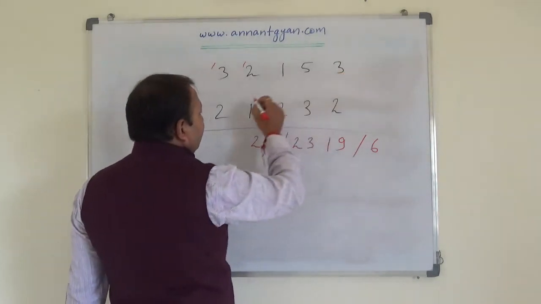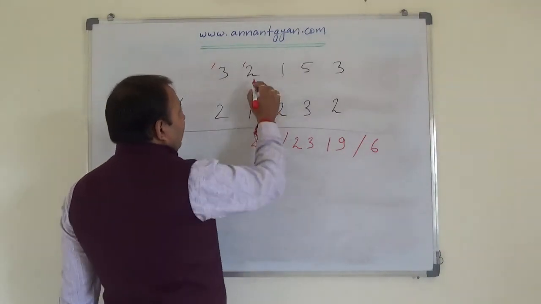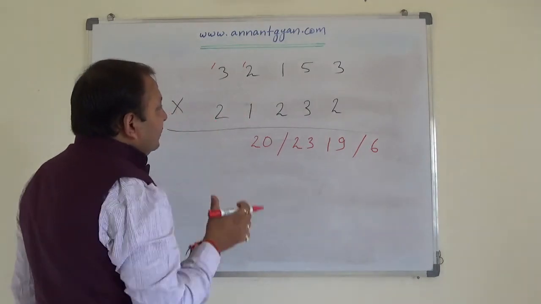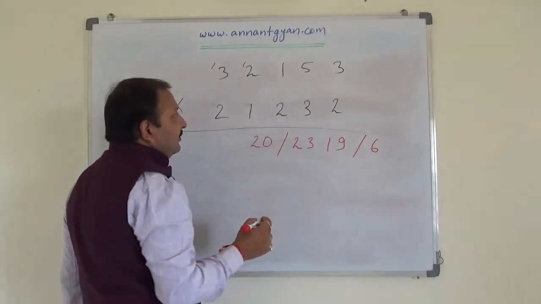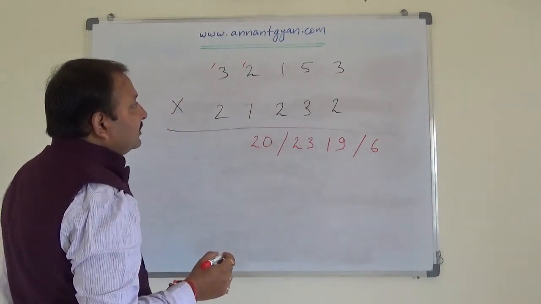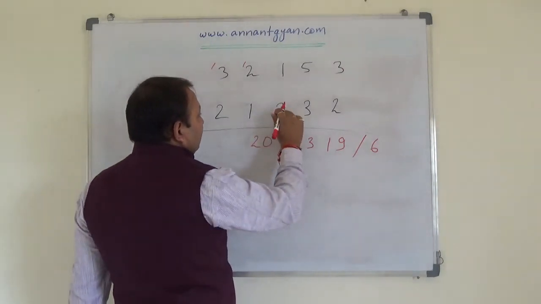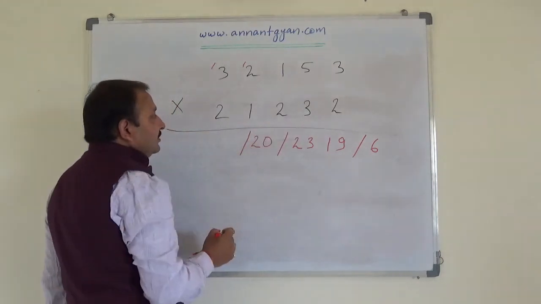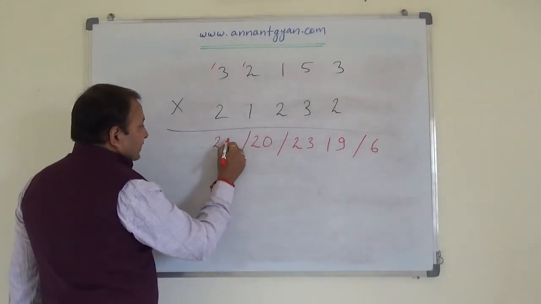6 plus this 3 into 2, 6. 6 plus 6, 12. 12 plus this 2 into 3, 6. 12 plus 6, that is 18. 18 plus 1 into 5, 5. 18 plus 5, that is 23. 23 plus 2 into 1. 23 plus 2. This is 25. I shall write 25.